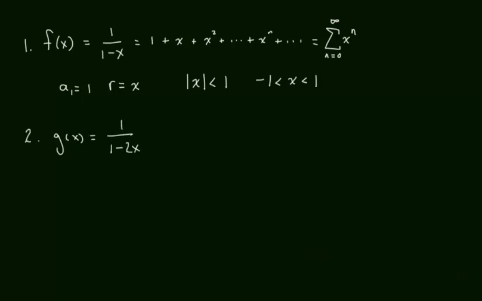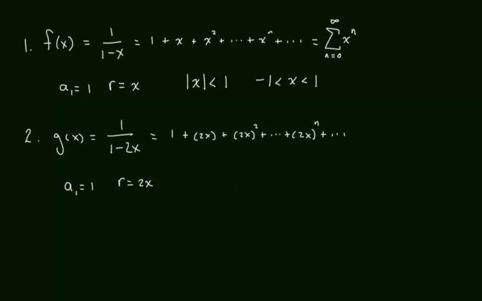Now let's take a look at the second one. g of x is 1 over 1 minus 2x. At any point that you want to pause and try it, that would be great. Here we also recognize this is the sum of a geometric, where the first term is 1, and the common ratio in this case would be 2x. So now we can write out the terms 1 plus 2x plus 2x squared plus dot dot dot plus 2x to the power of n plus dot dot dot. We made a power series for the function g of x.